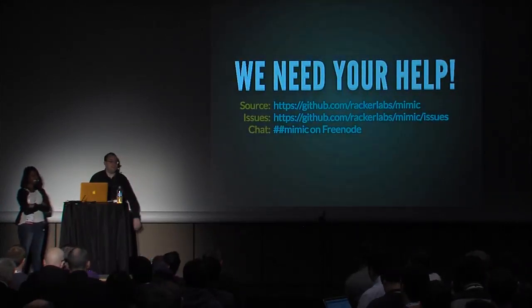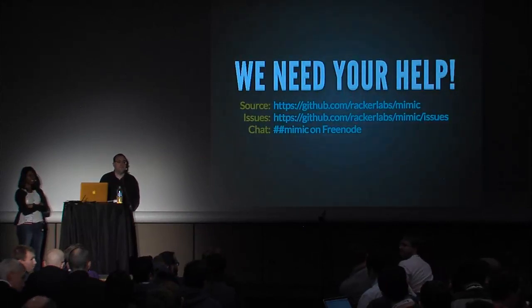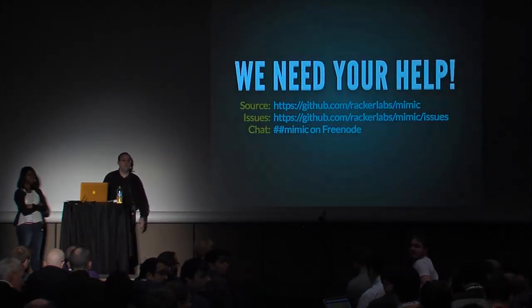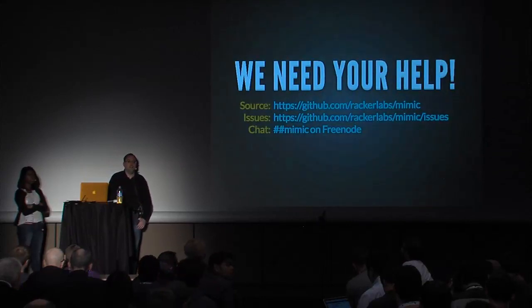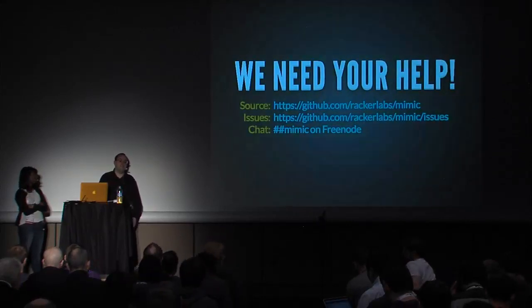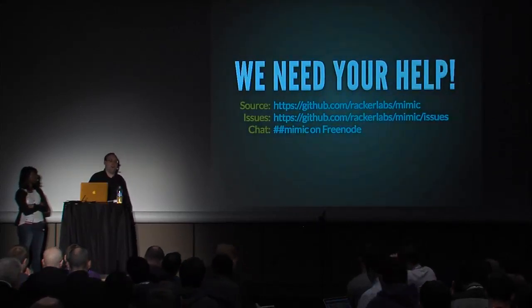So, if anybody has any questions, I think there's mics in the middle of the room. How do you track consistency between real APIs and Mimic APIs? The question was, how do you track consistency between real APIs and Mimic APIs?